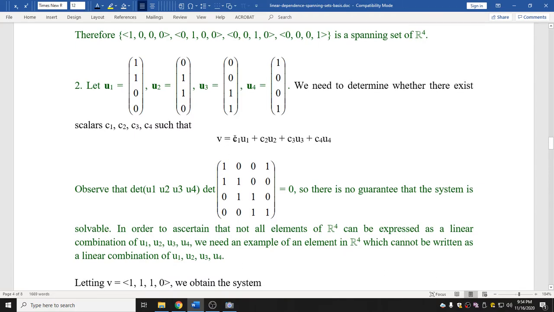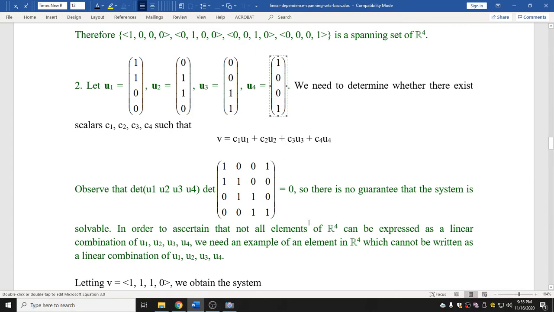Now, notice that when we set up our system of linear equations to solve for C1, C2, C3, we get a square linear system. So in this case, we can check by just computing the determinant of the coefficient matrix. The coefficient matrix is easily formed by putting the elements of R4 in columns. The calculation is somewhat tedious, but it turns out that the determinant of that coefficient matrix is 0. So there is no guarantee that we will be able to write a generic element of R4 as a linear combination of our 4 elements, U1 all the way up to U4.